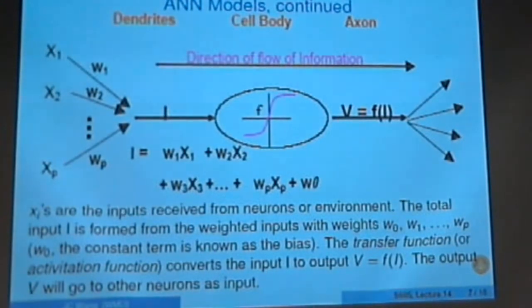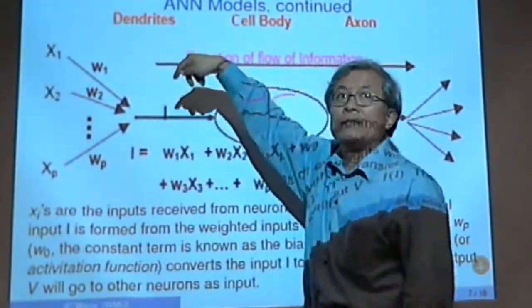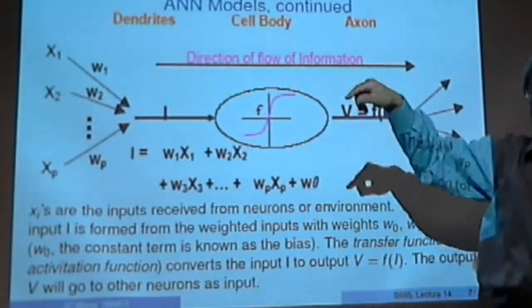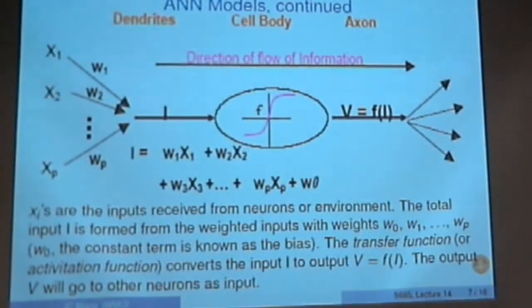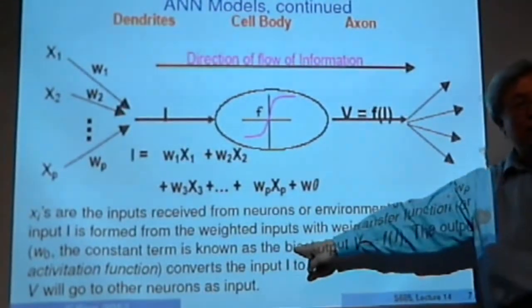So xi is input received from neurons or environment, and total input I is then formed from the weighted inputs. Of course, weight W0 will correspond to that bias term, with input of 1 there. Probably I should draw that too. So here W0 will be the constant, the bias. That's the terminology used in artificial neural networks.